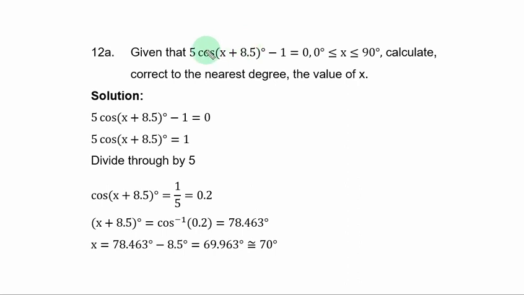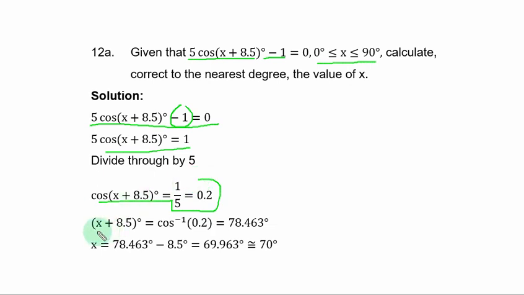Question 12a. Given that 5 cos (s + 8.5) degrees minus 1 equals 0 over this range, calculate correct to the nearest degree the value of s. Solution. This is the given problem. Let us start by transferring minus 1 to the right hand side. You have this result. Divide through by 5 so that we can get cos standing alone first. If you do that, you have this result and it is equal to 0.2.